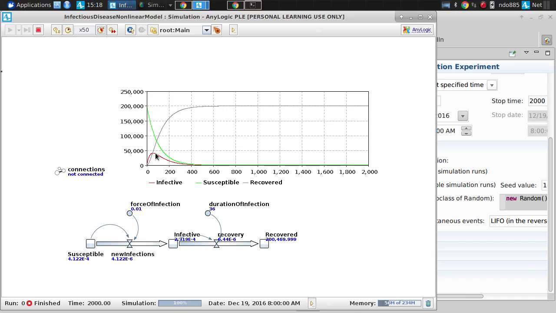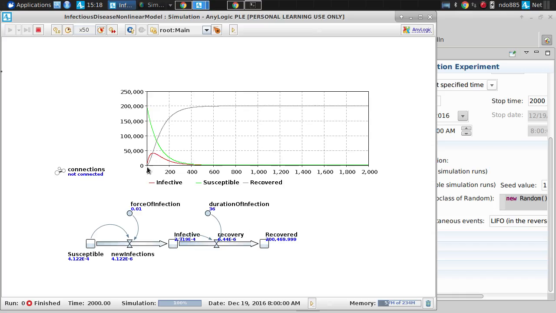When it flattens out, what does that mean? It's an equilibrium. And so what equals what? Inflow equals outflow. And then after this, what's going on? The outflow is greater. So the recovery in terms of people per week is greater than the new infections in terms of people per week.